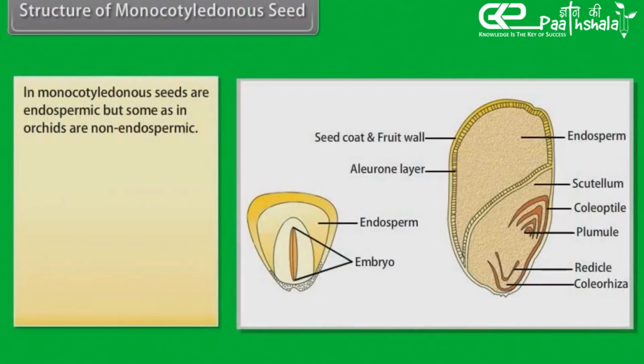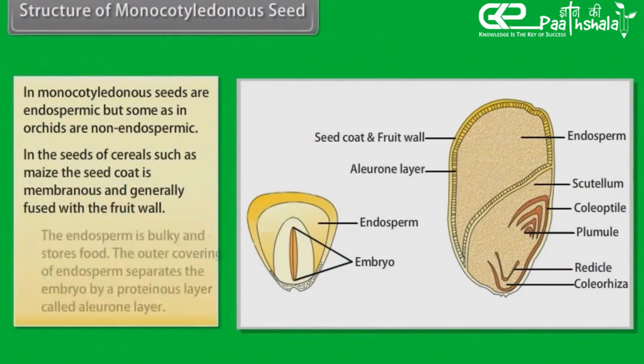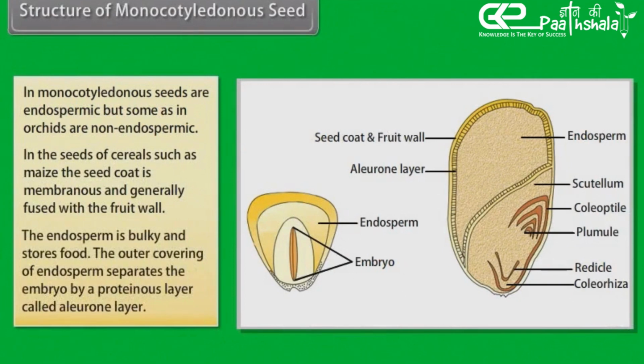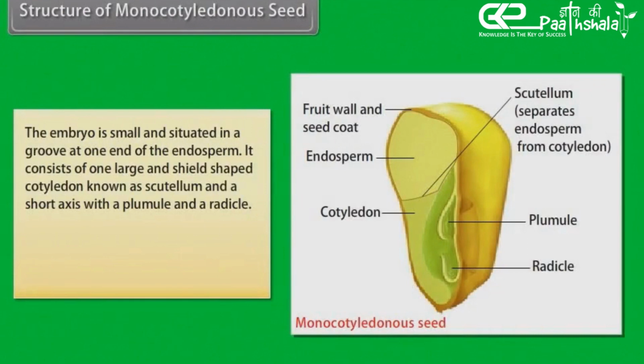Monocotyledonous seeds are endospermic, but some, as in orchids, are non-endospermic. In the seeds of cereals such as maize, the seed coat is membranous and generally fused with the fruit wall. The endosperm is bulky and stores food. The outer covering of endosperm separates the embryo by a proteinous layer called aleurone layer. The embryo is small and situated in a groove at one end of the endosperm.